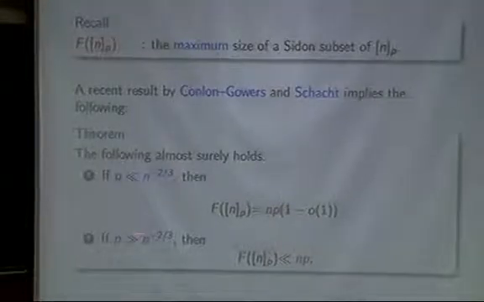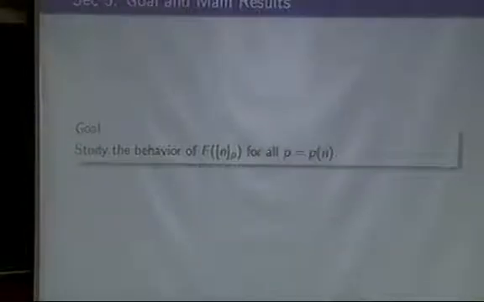On the other hand, if p is greater than n to the negative 2/3, then capital F of np is far smaller than np. So this theorem tells us the threshold for the property that the maximum size of a Sidon subset of a random set is the same as the size of the random set itself. So in this talk, the goal is to study the behavior of capital F of np for every p, not just around some threshold.